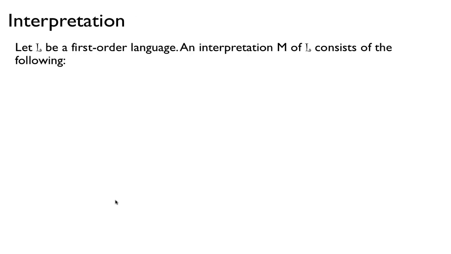Now, a first order language is still very abstract. All of them could be just letters, right? Predicates, function letters, all those are just letters. They don't have any interpretation. So we want to interpret the first order language.